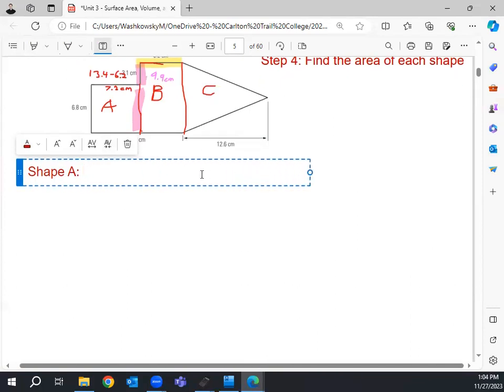But basically, shape A. What shape is that? It kind of looks like a square. It's not because the sides are different, but it looks like it. But it's a rectangle. Technically, squares and rectangles have the same formula anyways. So, sorry, I didn't mean to write rectangle. It's a rectangle, and the area of a rectangle is length times width.